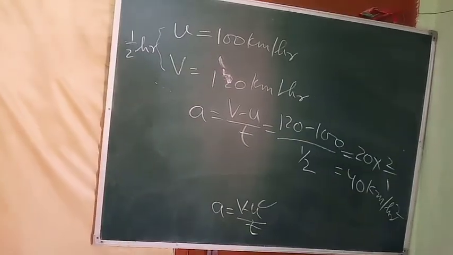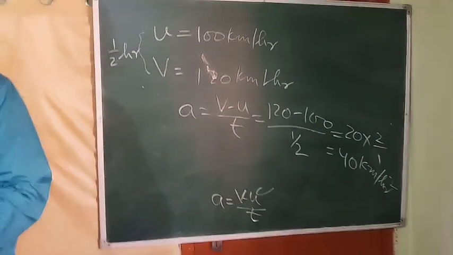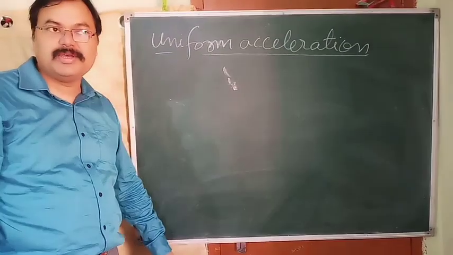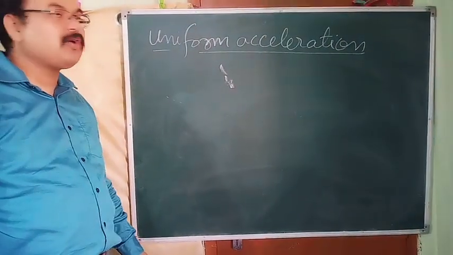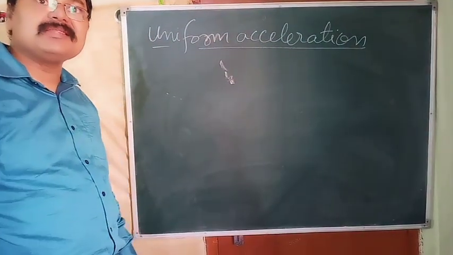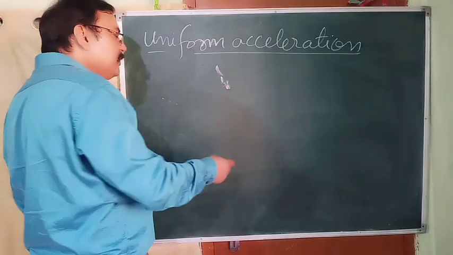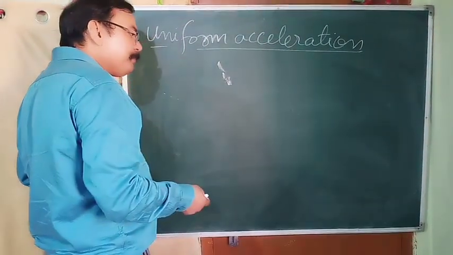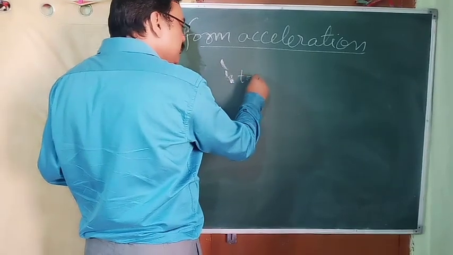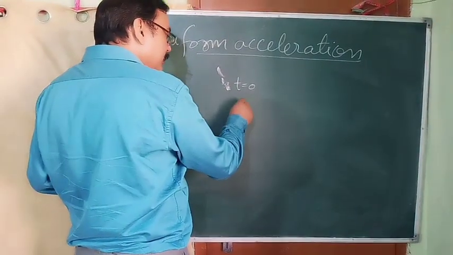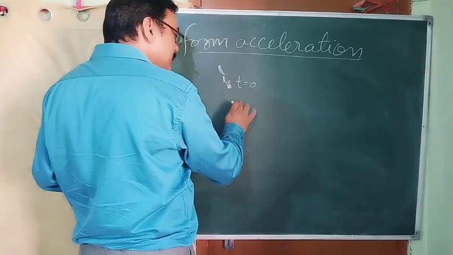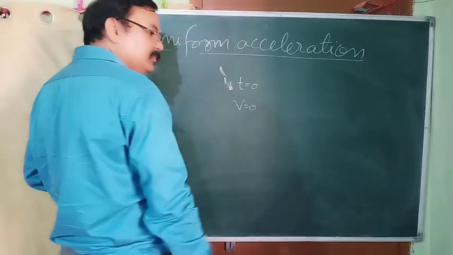Okay, let me tell you one more thing. Next is uniform acceleration. When can we say that a body is having uniform acceleration? See, let me explain first and then we can write. Suppose you have seen a vehicle. You found that initially at time t equal to 0, it was at rest. Its velocity was 0.